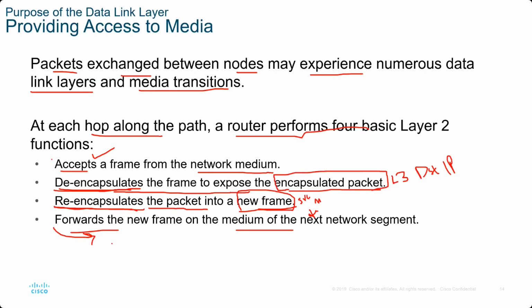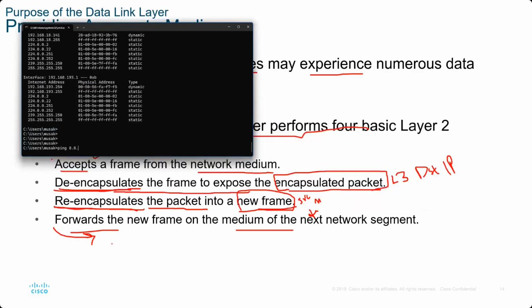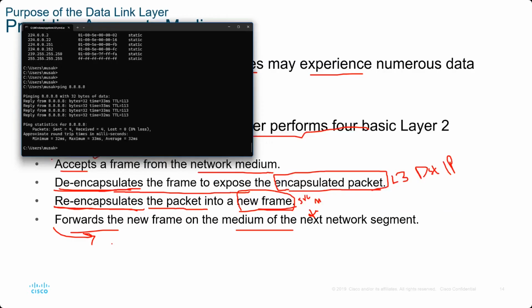Now let's look at this. If I do this, my computer generated a frame with the source MAC address of my computer and then sent it to the destination MAC address of my access point, just for this one packet. And then my access point de-encapsulated that frame, looked at the destination IP address and created a new frame to send it to my ISP router, with source MAC address of my access point and destination MAC address of my ISP router.